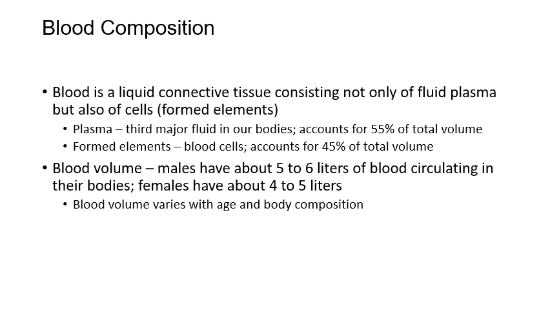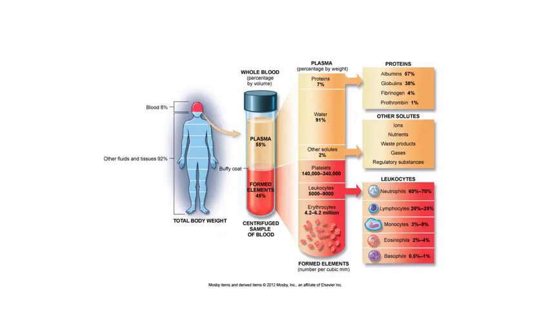And as far as how much blood you have in your body, this is dependent on body size, sex, and things like that, but somewhere between 4 and 6 liters of blood at any given time. All right, here's a breakdown of what blood is actually made of here. So again, about 55% plasma, 45% formed elements.